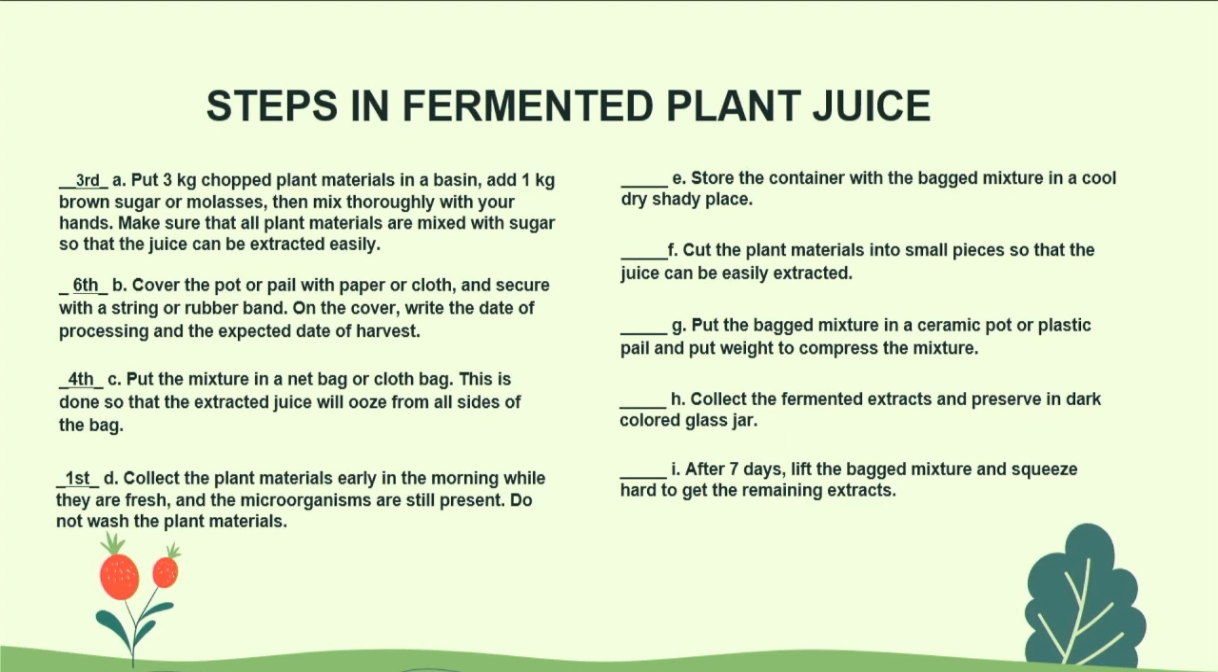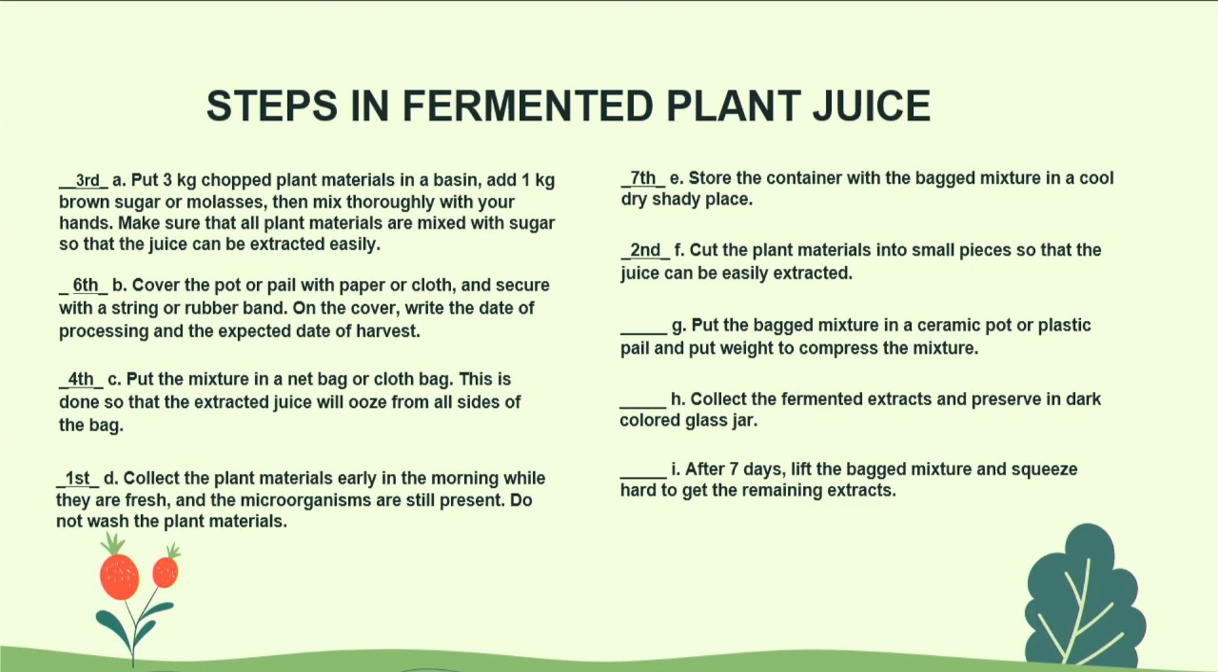Letter E. Store the container with the bag mixture in a cool, dry, shady place. What is your answer? Right! This is the seventh step in making fermented plant juice. Letter F. Cut the plant materials into small pieces so that the juice can be easily extracted. What is your answer? You got it! This is the second step in making fermented plant juice.